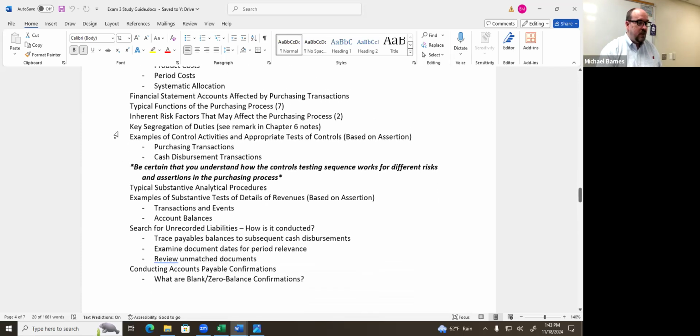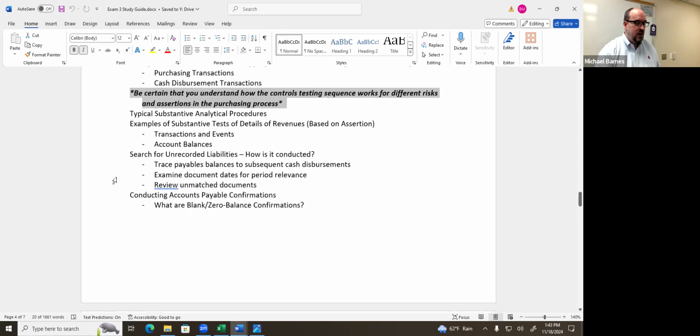Once again, please make sure you're familiar with segregation of duties in this area. We did some more examples of those when we talked about them in class, so please be familiar with those. Also, with respect to controls, make sure you understand how the controls testing sequence works for the different risks and assertions of the purchasing process. So again, there will be a question on this on the exam. It will come again from revenue, purchasing, or a combination of inventory and payroll. I'm going to repeat that again one more time after this.